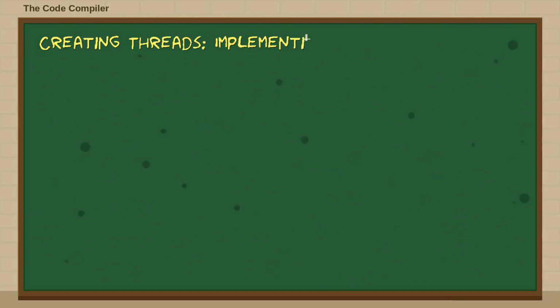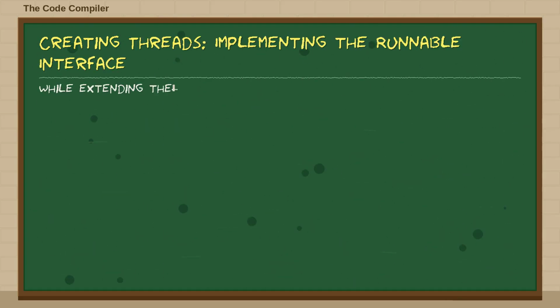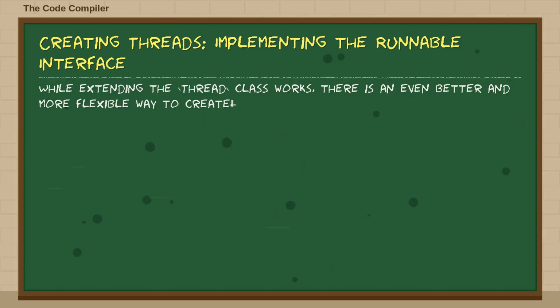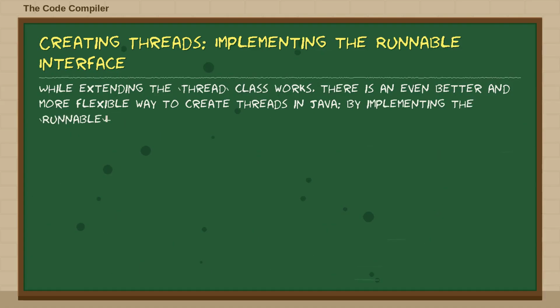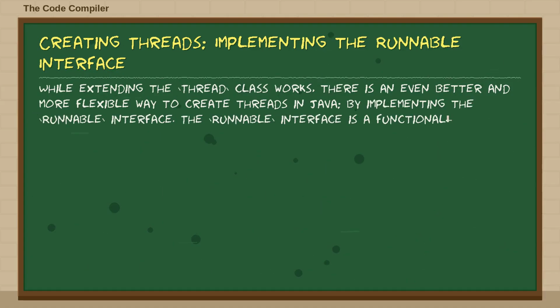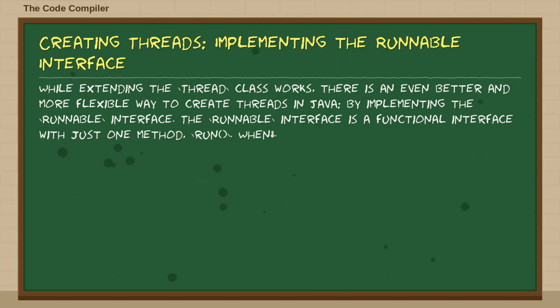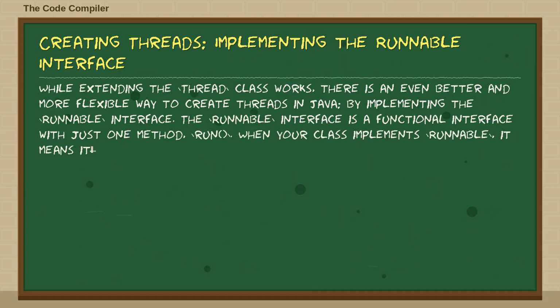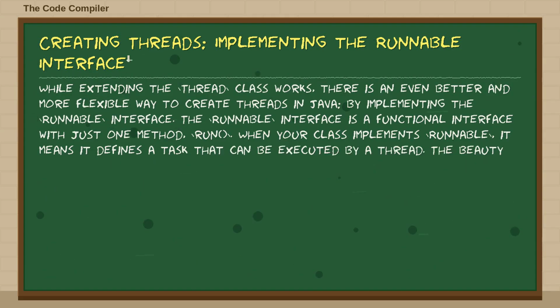While extending the Thread class works, there is an even better and more flexible way to create threads in Java by implementing the Runnable interface. The Runnable interface is a functional interface with just one method, run. When your class implements Runnable, it means it defines a task that can be executed by a thread. The beauty of Runnable is that your class can still extend another class, making your design much more flexible.